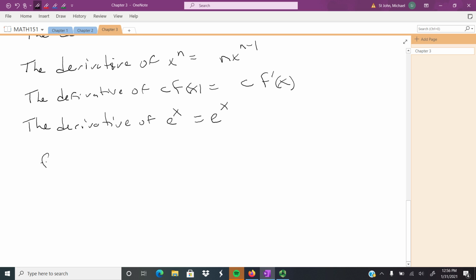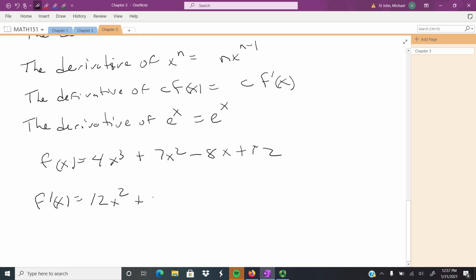So let's look at some examples here. Given that f of x equals 4x cubed plus 7x squared minus 8x plus 12. Okay. And so my derivative, well, we do 3 times 4 is 12, and drop the exponent by 1. 2 times 7 is 14. Drop the exponent by 1. 1 times the minus 8 is a minus 8. And the derivative of the constant is 0. Right?